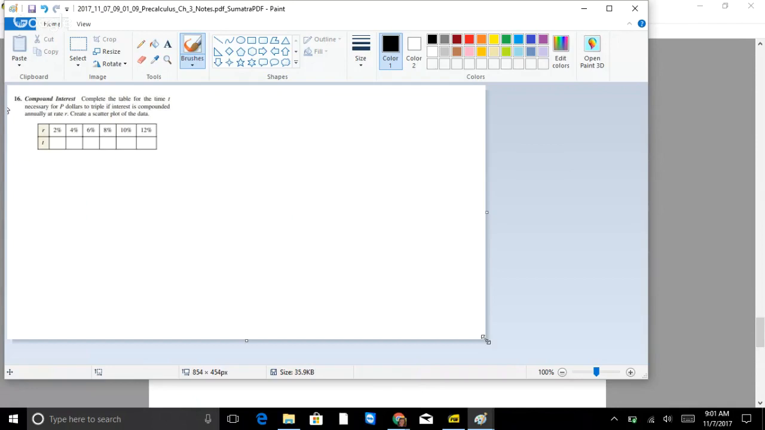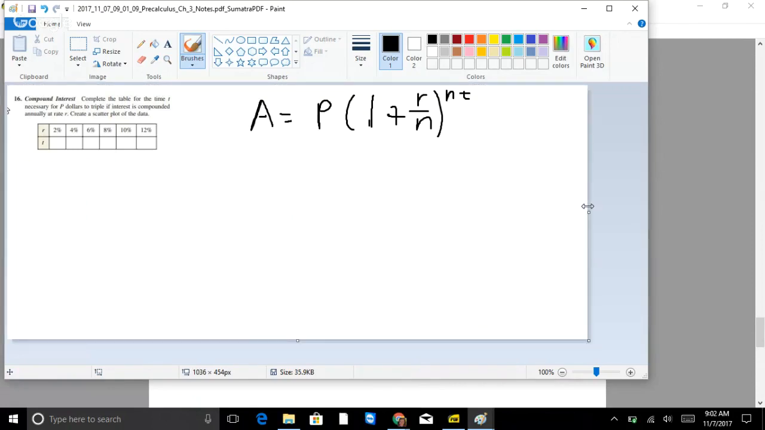We're going to use our other formula, which is that the amount equals the principal times 1 plus the rate over the number of times that it's compounded, all raised to the number of times compounded times time. All right, so this is our value. So let's go back and fill in the blanks here. We know that interest is compounded annually.